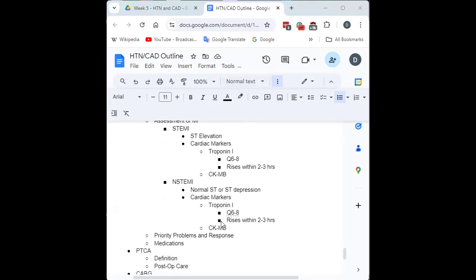Okay, so what are some priority problems when it comes to your MI and how do you respond? Decrease pain. So this person's having a heart attack. What are your priority actions? Well, decrease pain is part of your priority. I'll take that as a priority. Improve perfusion, I love it. How can we do that? What can we do?